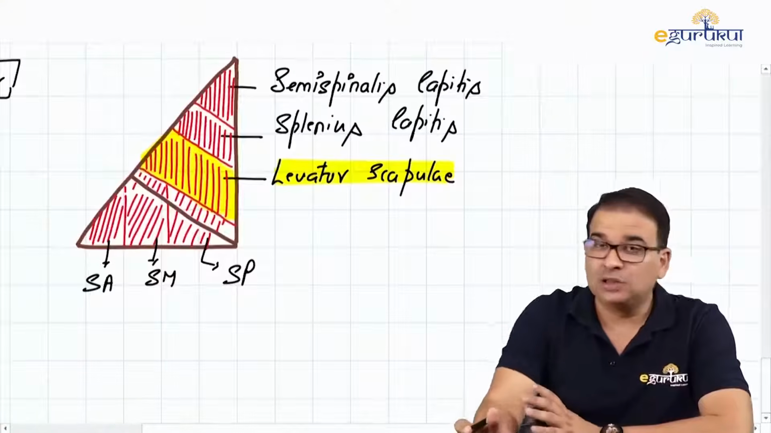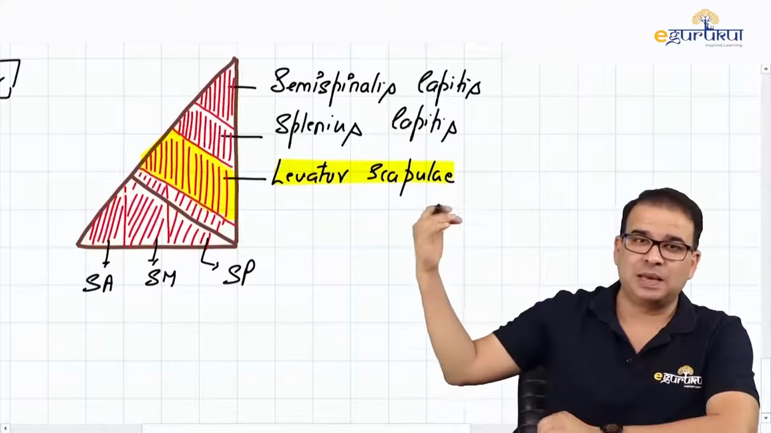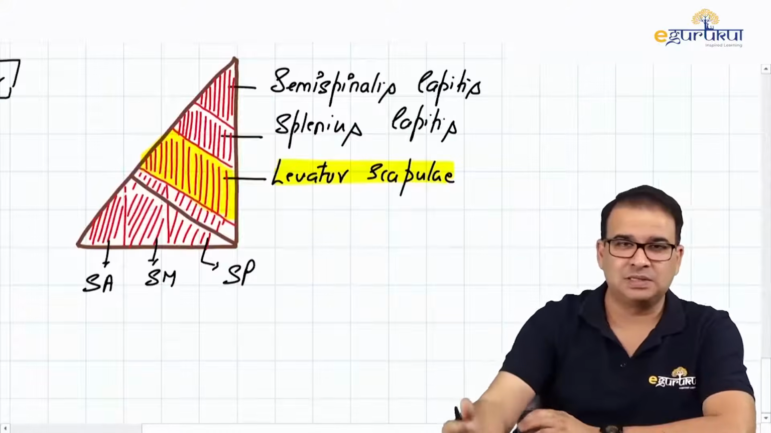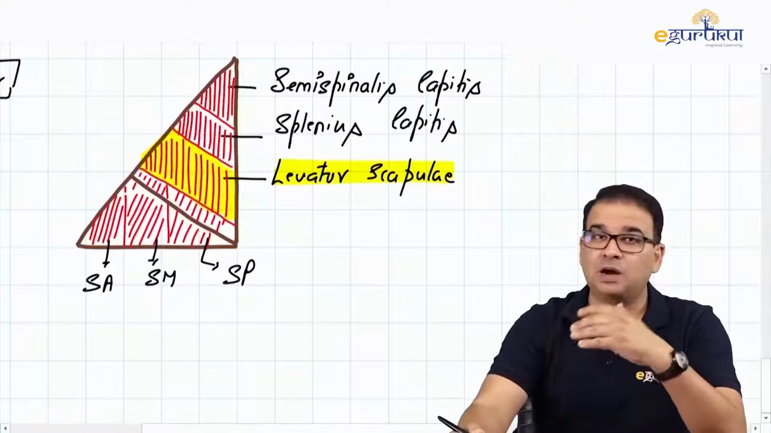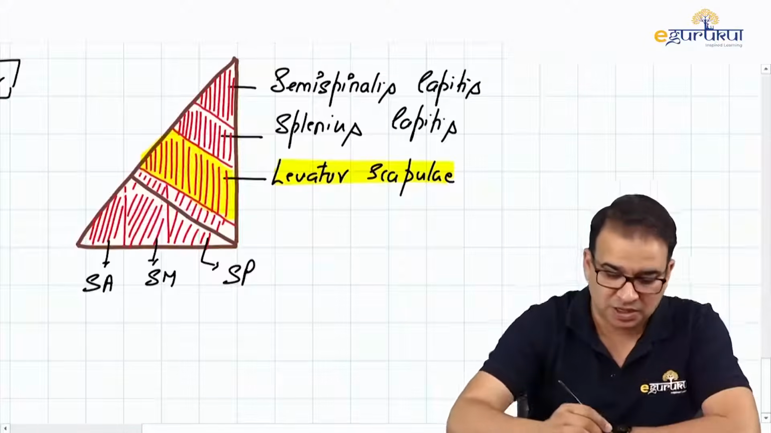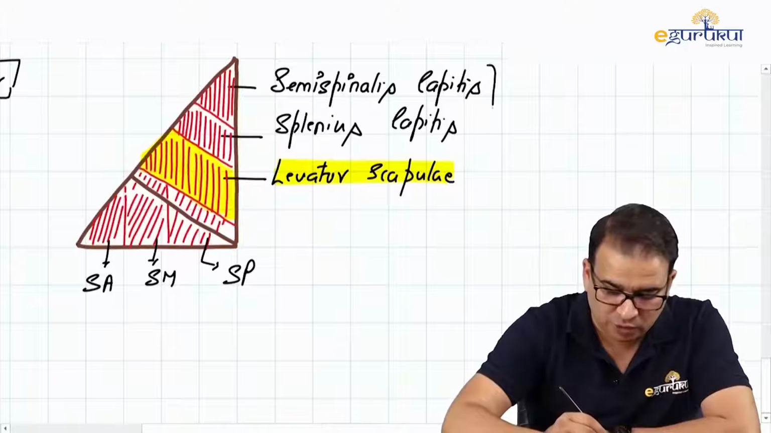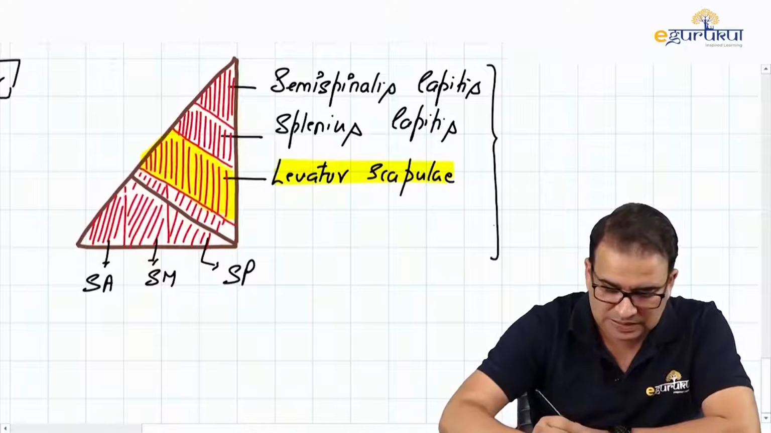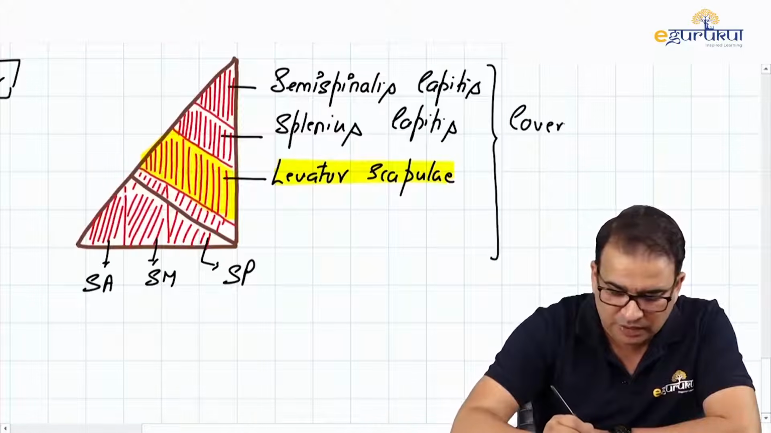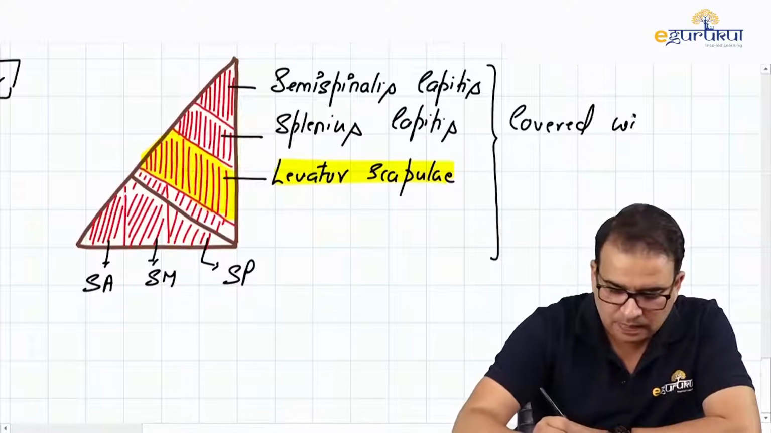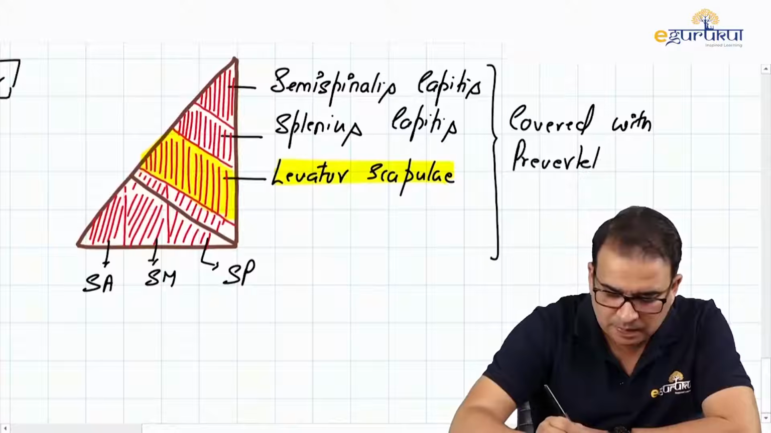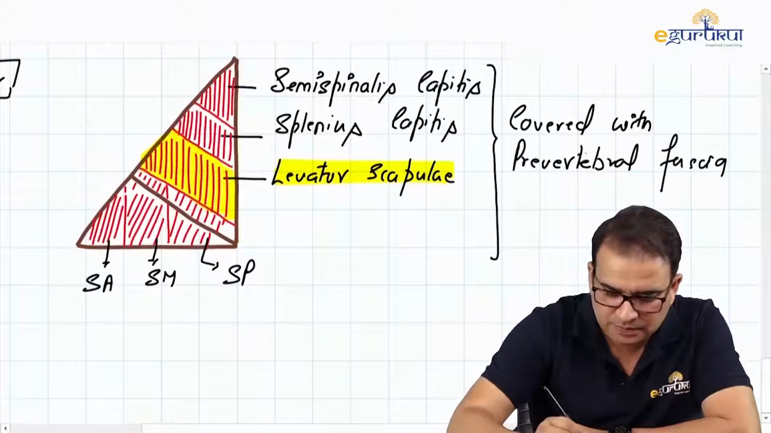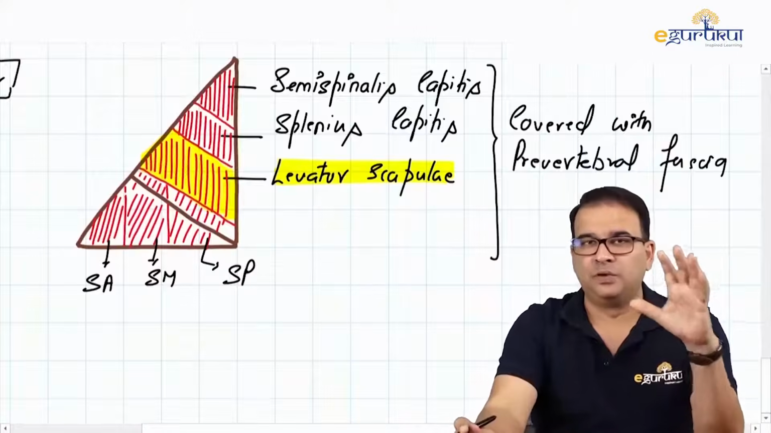The common thing about all these muscles, whether it is semi-spinalis capitis, splenius, levator, or the scalene muscles, is that these are all prevertebral muscles. And we know that prevertebral muscles are covered with what fascia? Prevertebral fascia. So when you talk about the floor of this triangle, all these muscles are covered with prevertebral fascia. So that is about the floor, guys.